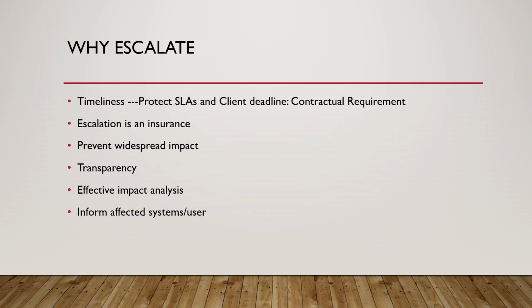Why do we escalate? So basically, it's to protect our SLAs, client deadlines, and many times it's a contractual requirement. So escalation is an insurance against missing the SLAs, missing client deadlines, and contractual violations. Escalation can help in preventing a widespread impact of an issue. It brings about certain transparency. The concerned users and other systems which are impacted will get knowledge of the issue. So these are some of the reasons why we escalate.